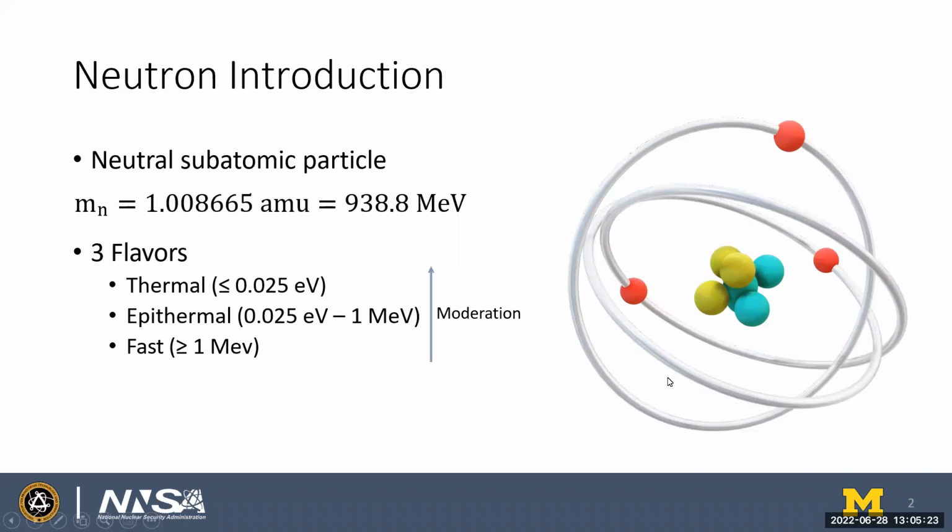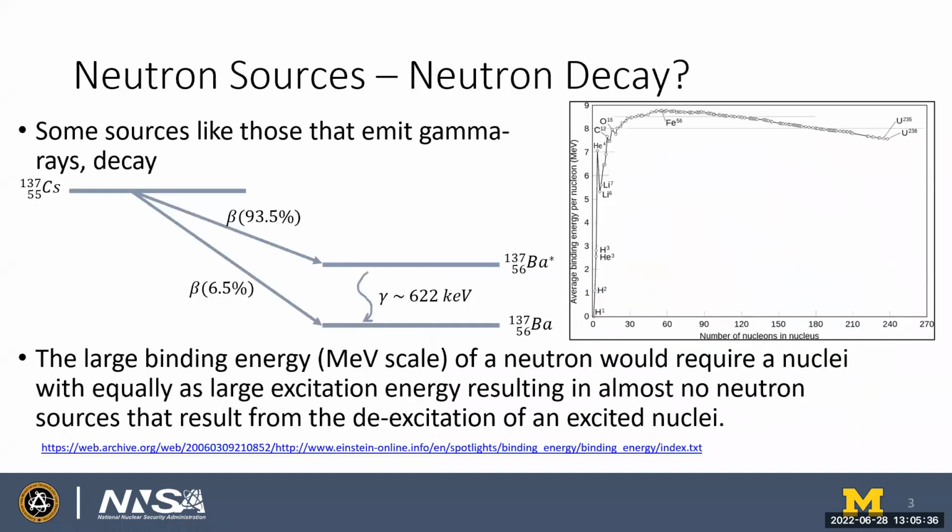With moderation, you can decrease neutron energies, but when you find neutrons from a radiation source, they're typically going to start fast. So you have to use material to get them to these lower energies, to moderate them. So that brings me to neutron sources. Neutron decay, does it exist?